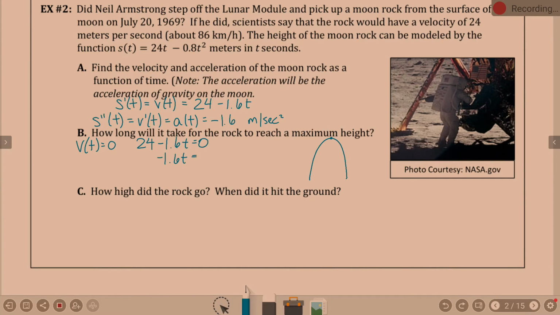Oh well, I'll write as negative 1.6t equals negative 24. Do the division, and t is 15 according to my notes. 15 what? Seconds?